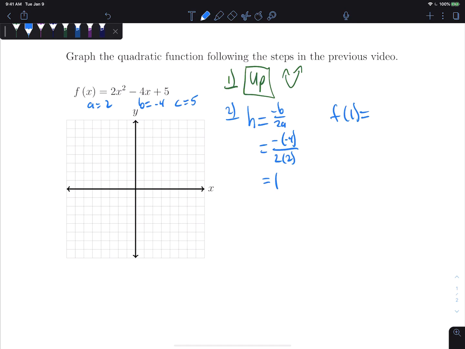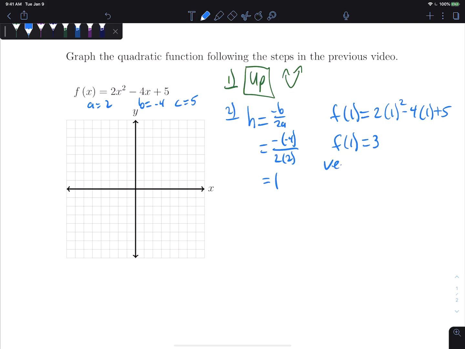So it tells me that f of 1 is equal to 2 times 1 squared minus 4 times 1 plus 5. By the way, if you need to, just type this into the calculator. There's no need to guess as to what the actual value is going to be here. 1 squared is 1. 2 times 1 is 2. So this entire thing here is 2. Negative 4 and positive 5. So negative 4 plus 5 is 1. 1 plus 2 is 3. So that means that f of 1 is equal to 3.